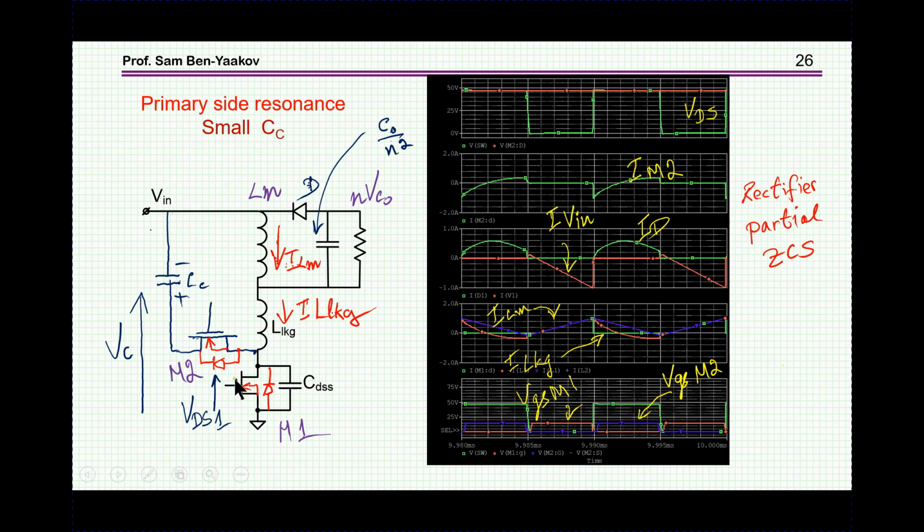The transistor here is turned off, and a sinusoidal waveform is generated. Here we see it with the current of the auxiliary switch. This is the current of the auxiliary switch. There is a sinusoidal waveform going here, so it reduces the sharpness of this current.